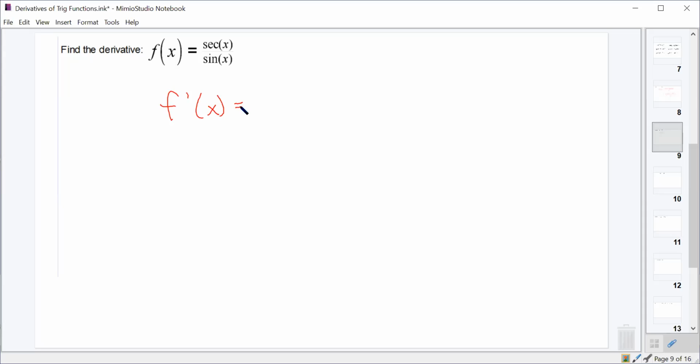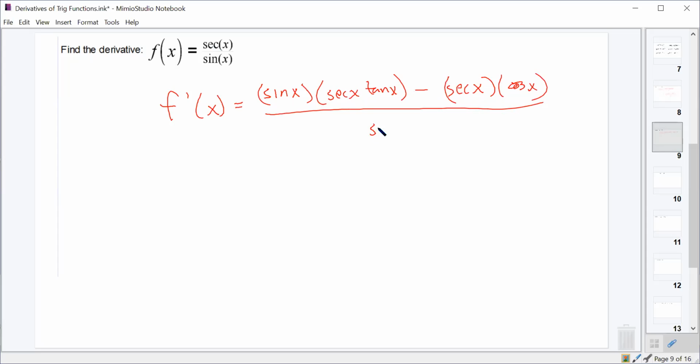Use the quotient rule. Sine x times the derivative of secant, which is secant x tangent x, minus secant x times the derivative of sine x, which is cosine x, all over sine squared x.